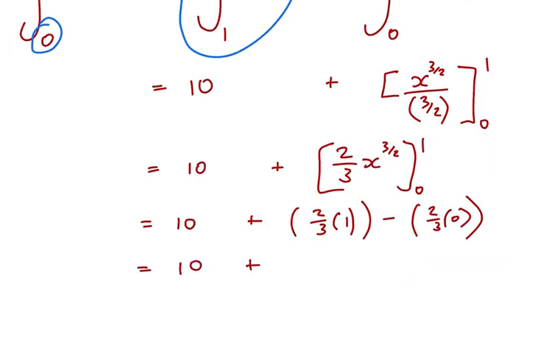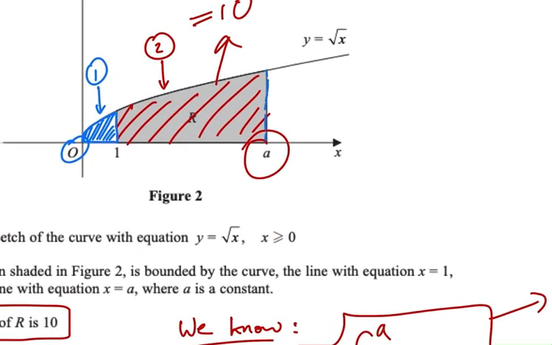This equals 10 plus 2/3, which is just 10 and 2/3. So that is my answer to part B. Let me just recap what we did.